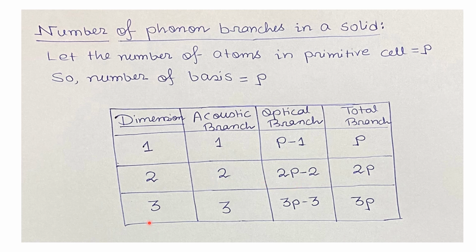In 3 dimensions, the total number of phonon branches will be 3 times p. So the number of acoustic branches will be 3. So basically the number of acoustic branches depends on the dimensionality of the system. So it will be 3 here. So the number of optical branches will be the remaining phonon branches, that will be 3p minus 3.